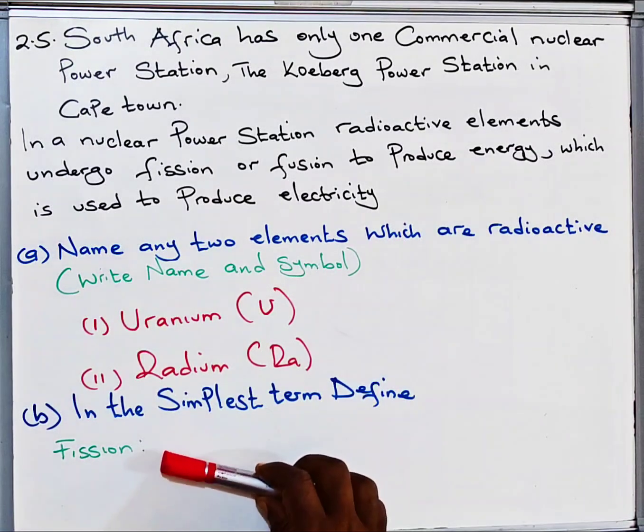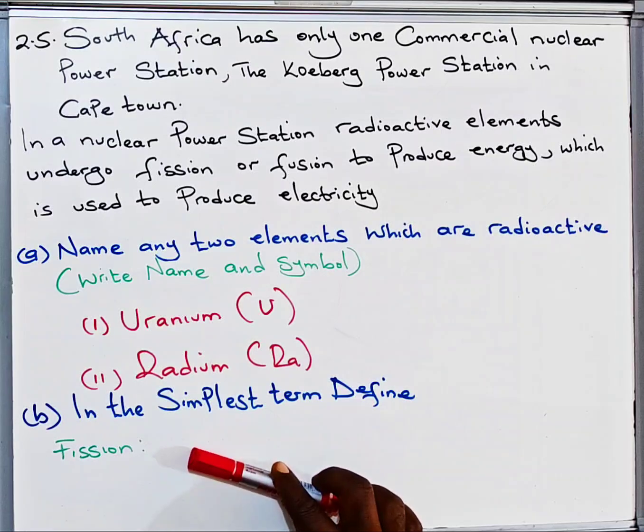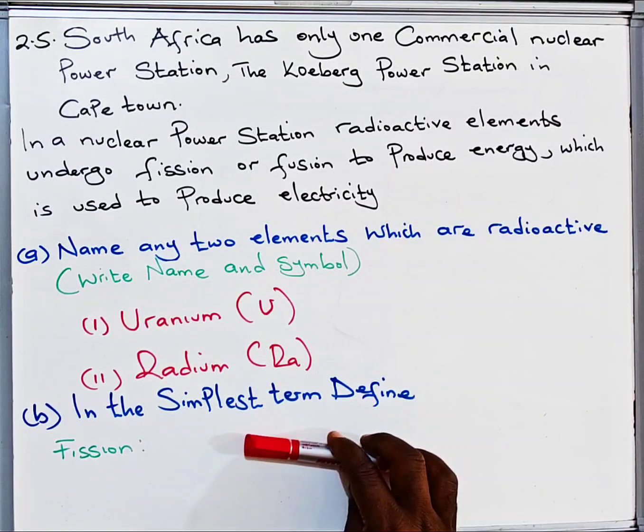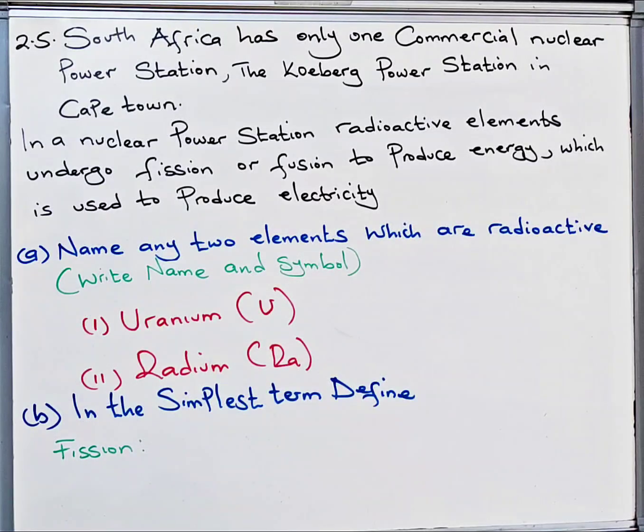Then we come to this question. It says that in the simplest terms, define fission. So what is fission? Fission is the splitting of an atom into smaller atoms. It normally occurs with heavy atoms. So it's normally the splitting of heavy atoms into smaller atoms.